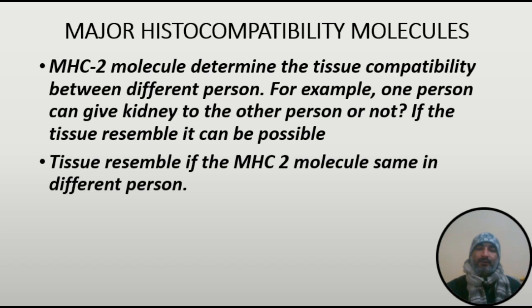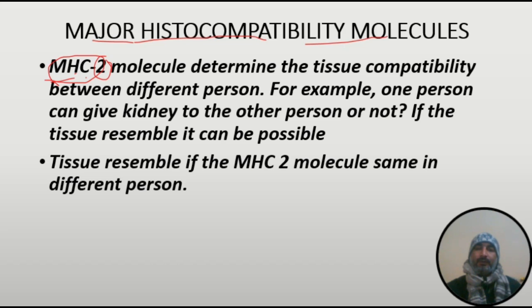So I was talking about this, that the antigen is processed by MHC2 molecules and presented on the surface. So these MHC2, what are these molecules? These are major histocompatibility molecules. MHC means M for major, H for histocompatibility, C for complex. They are of two types. One is class 1 and the second is class 2. We are discussing here the class 2 molecules.